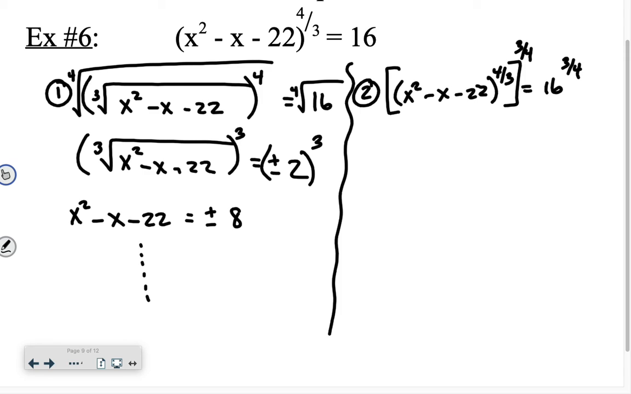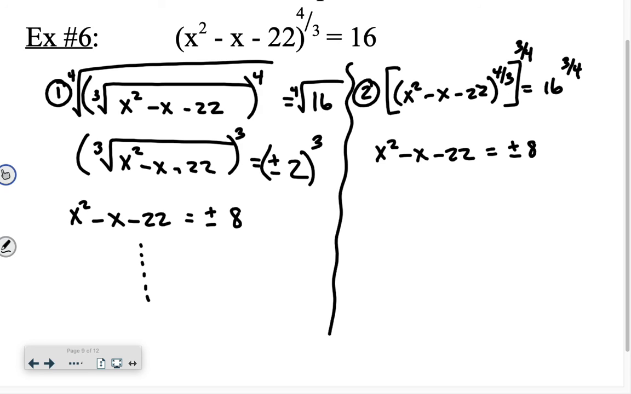So on the left-hand side, I now have x squared minus x minus 22. On the right-hand side, we can actually evaluate that. Remembering, top number is the power, bottom number is the root. What's the 4th root of 16? 2, raised to the 3rd power, 8. Bottom number is the root, top number is the power. But again, because it's an even root, you've got to have the plus or minus. Plus or minus 8. Notice where we're at. Exact same place.